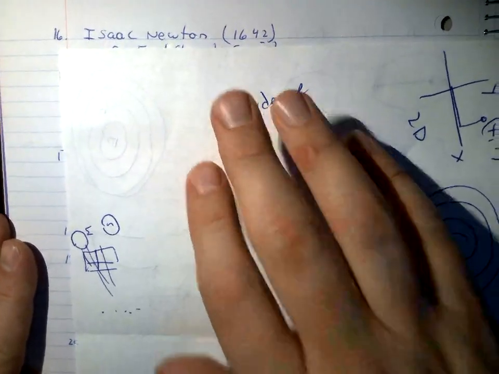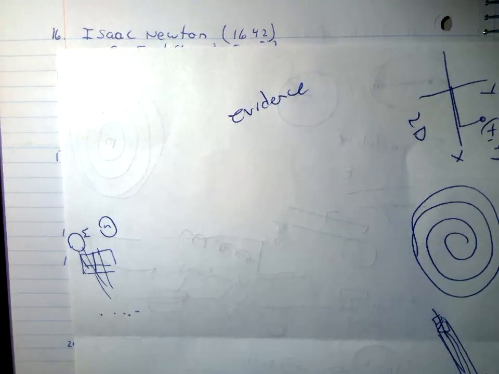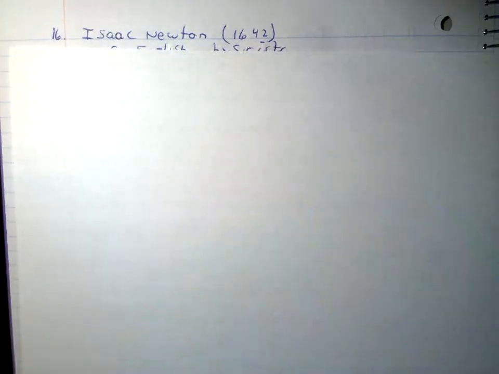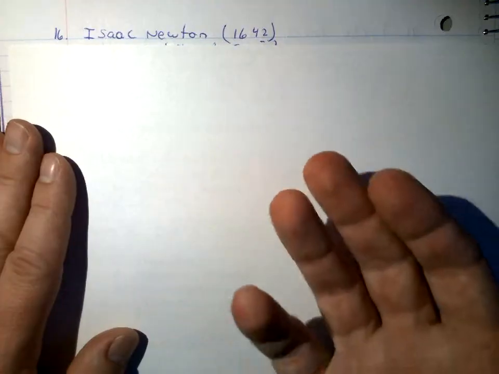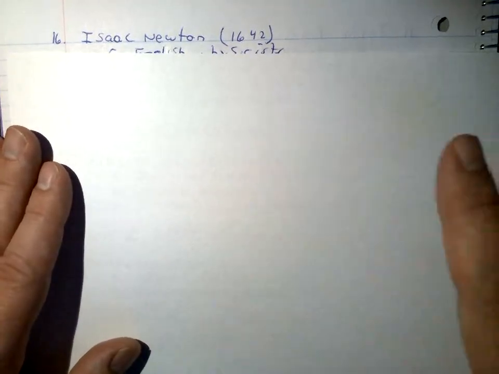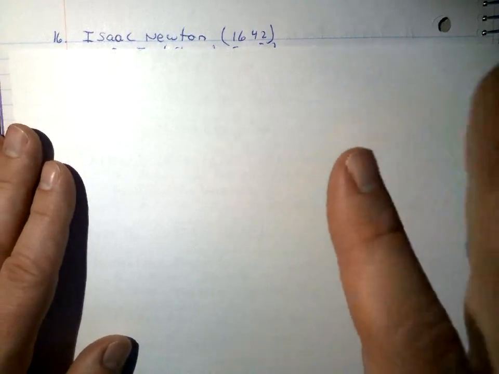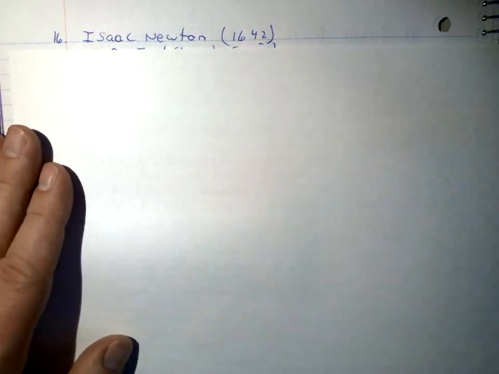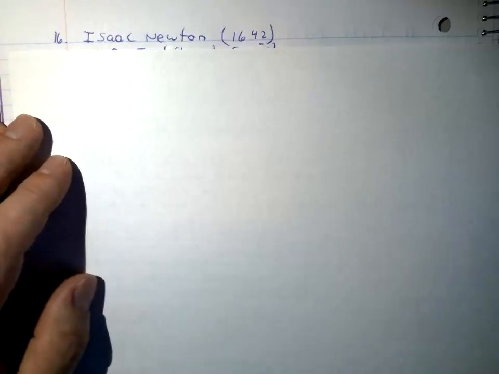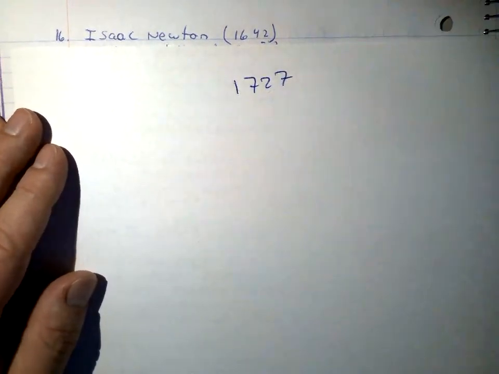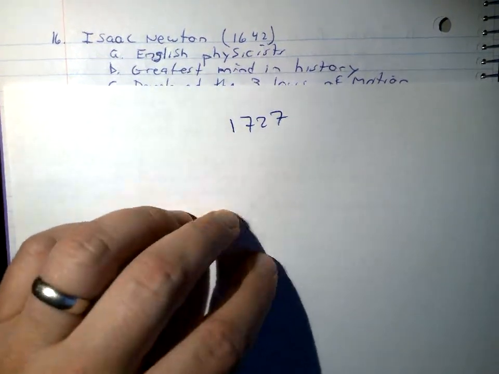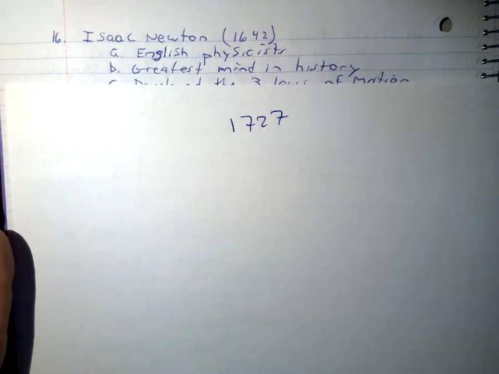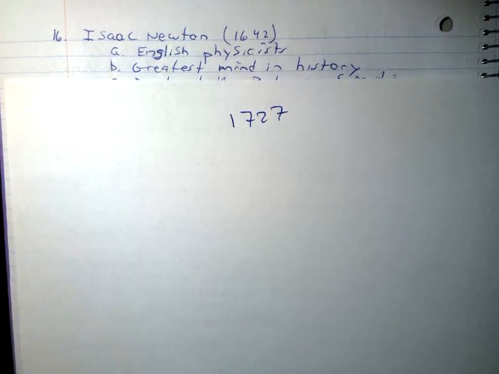Now that opens up Isaac Newton. A lot of people might not like what I'm about to say, but Isaac Newton wasn't really a famous mathematician. He was a famous scientist, but he did do things with math, believe it or not. Isaac Newton was born about 1642, in the 1600s, and I think he died around 1727, I do believe. Anyway, he was an English physicist, and he was pretty much the greatest mind in history. He did pretty much everything you can imagine.